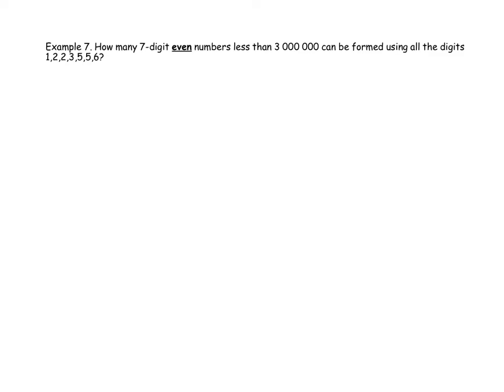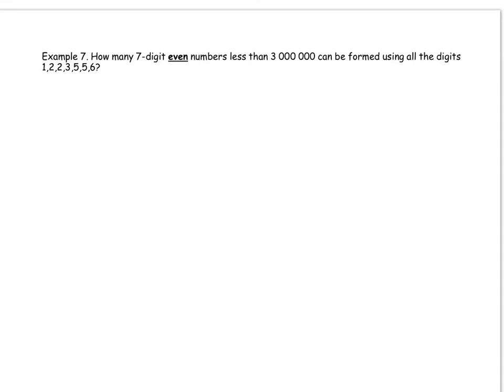Okay, so for this question here, it's asking how many 7-digit even numbers less than 3 million can be formed using all the digits 1, 2, 2, 3, 5, 5, 6. So the numbers that are formed need to be less than 3 million, but they also need to be even. So even restricts me in some of my choices.